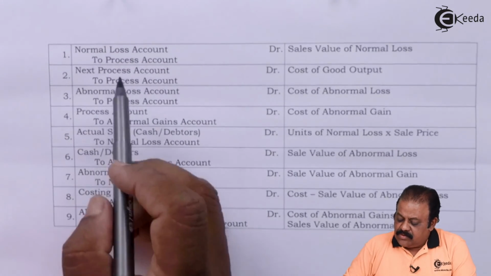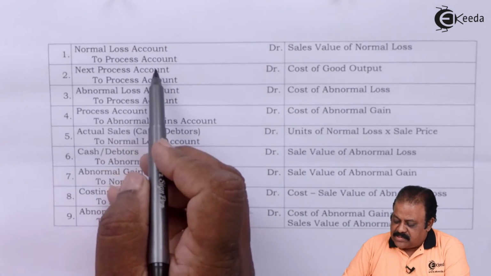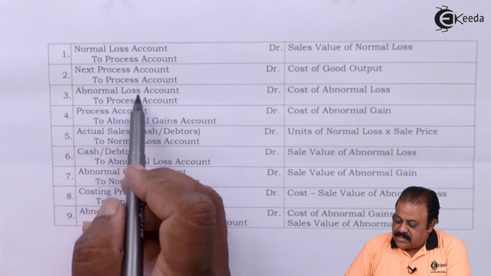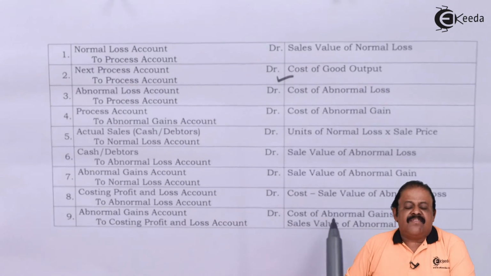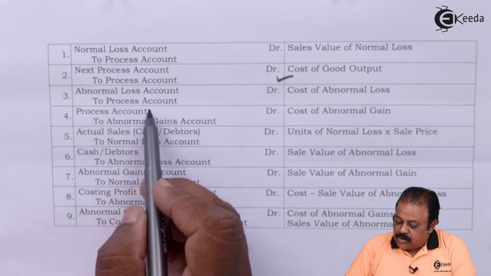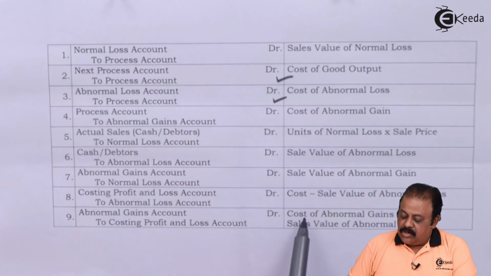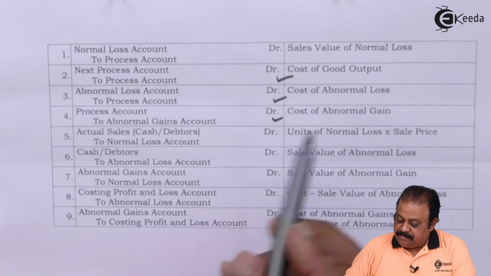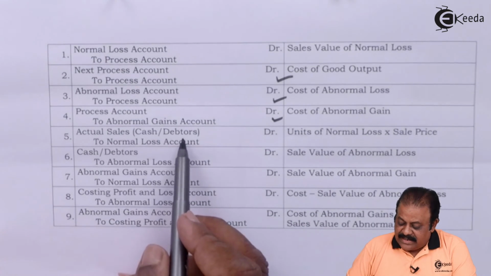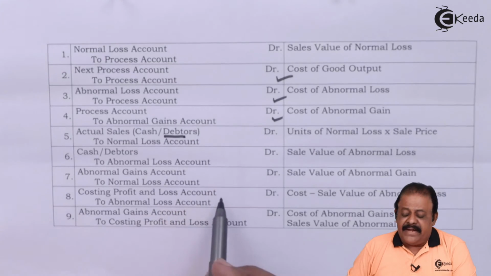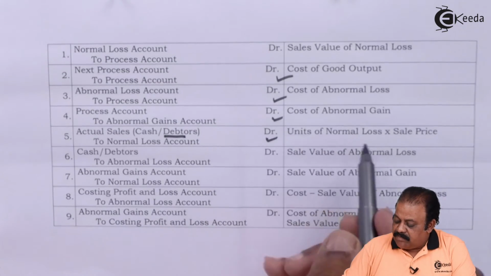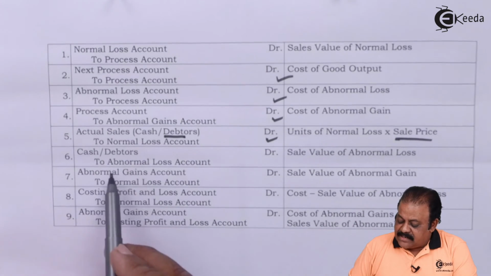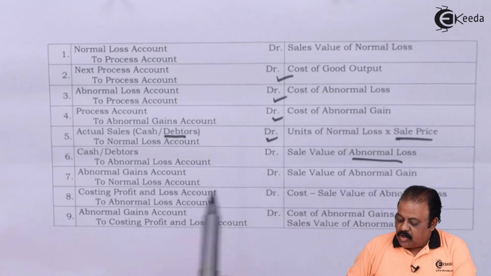Journal entries will be like this: normal loss account to process account, that is for sale value of normal loss. Next, process account to process account, that is for cost of goods of output. Abnormal loss account debit to process account, this is for cost of abnormal loss. Process account to abnormal gain account, that is for cost of abnormal gain. Actual sales, cash or credit sale if there are possibility will be of debtors, to normal loss account, units of normal loss multiplied by sale price. Cash received or credit sale to abnormal loss account, sale value of abnormal loss.